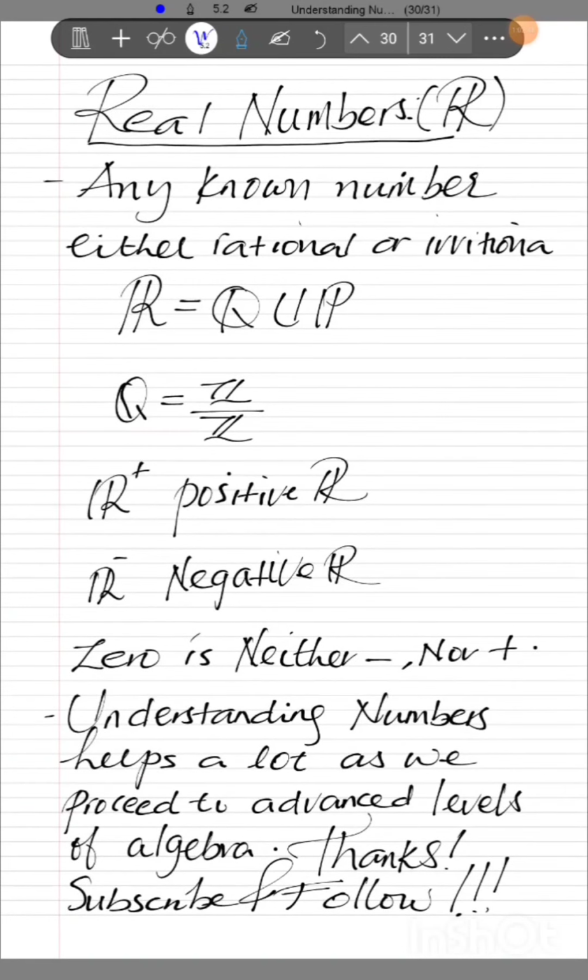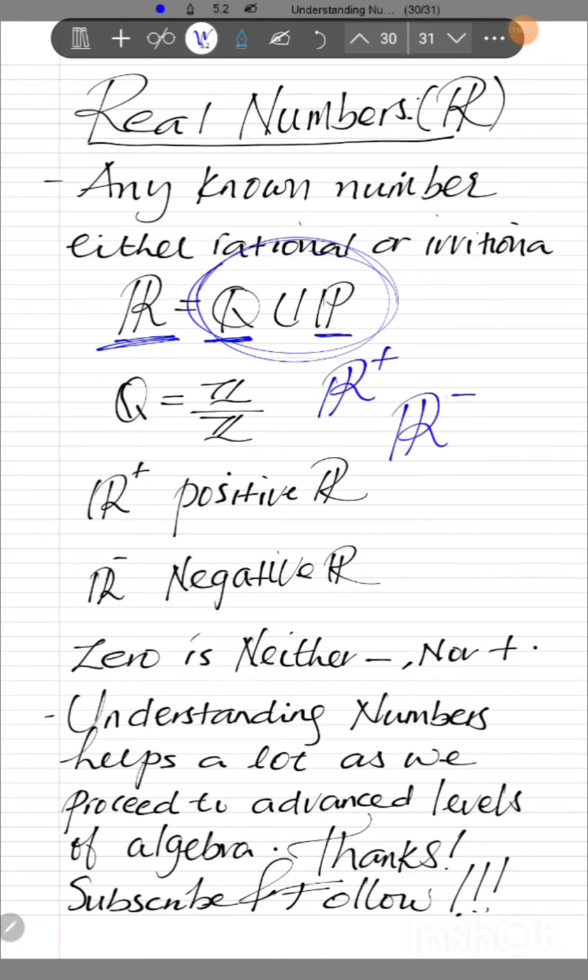Any number which is rational, united with irrational, the union of these two all together gives us real numbers. Real number means any number. We can have positive real numbers, negative real numbers, and also 0. Any number we know is a real number. That's all about numbers.